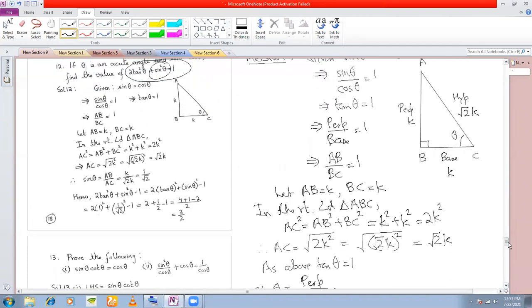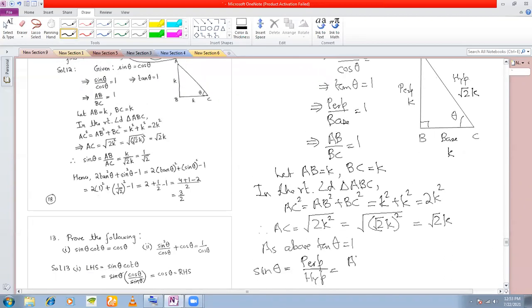Perpendicular here is AB and base here, hypotenuse here is AC. What is the length of AB? AB is K and AC is root 2K. So these two cancel. You simply get 1 by root 2. So what is the value that you have to find here?